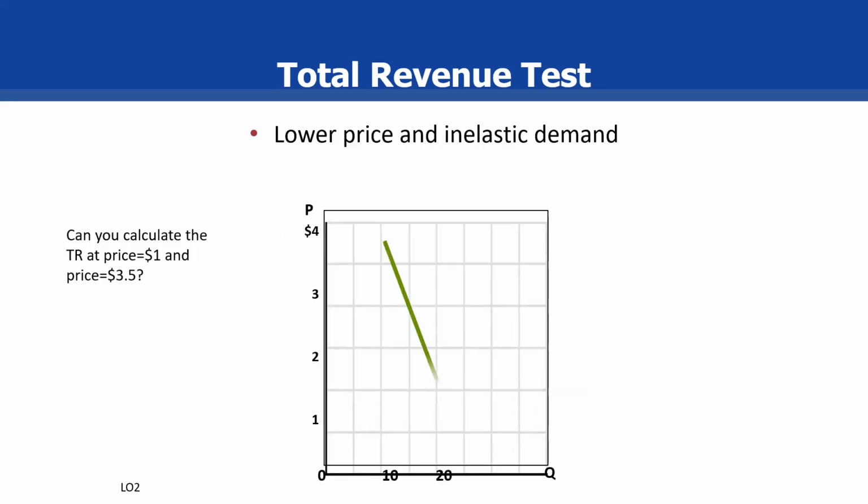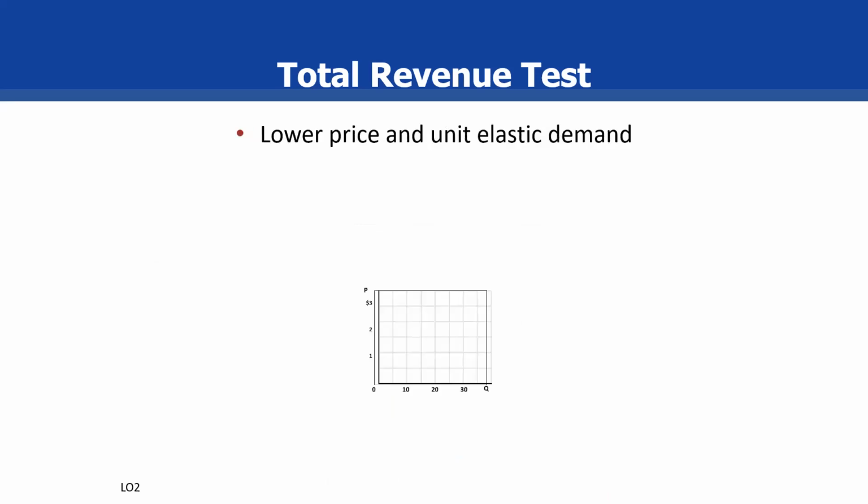You can basically look at the graph here, and you can tell that price and total revenue are moving in the same direction. So your demand is inelastic. Okay. So total revenue when the price is 3.5 is 35. The price is going down to 1. So your total revenue is also going down to $20. So they're moving in the same direction. They're both decreasing. So our demand is inelastic.